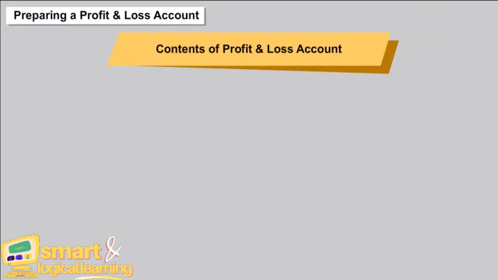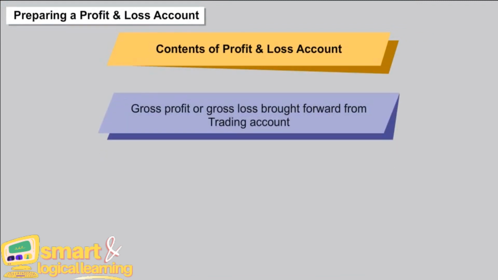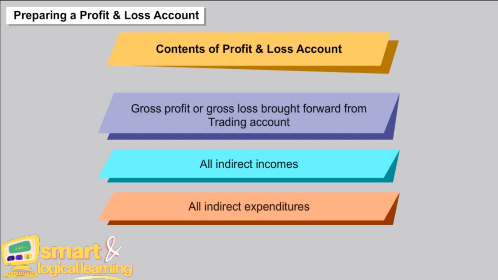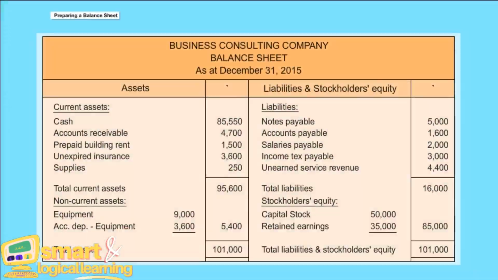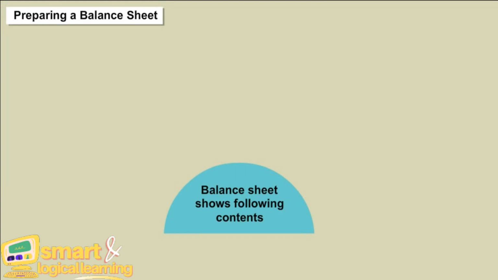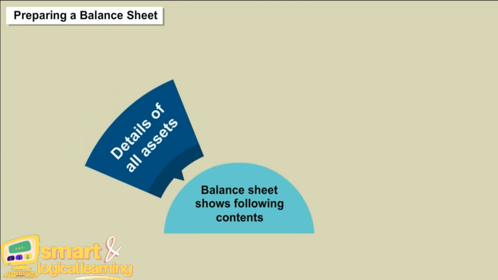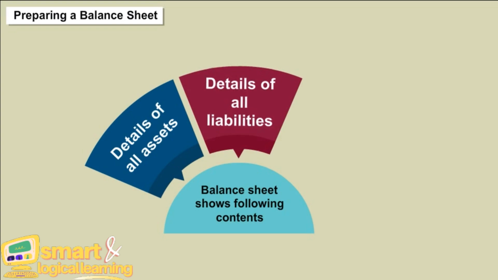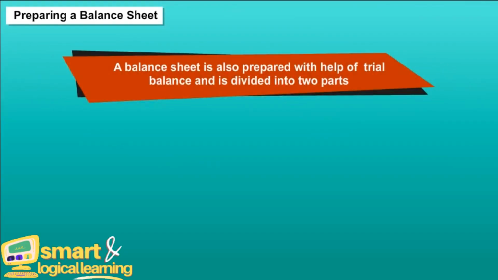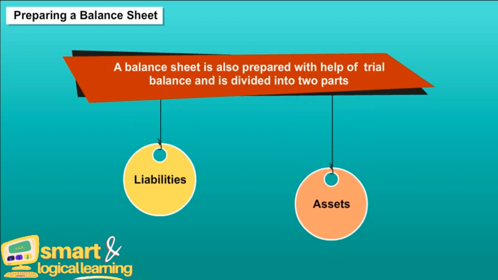Contents of profit and loss account: gross profit or gross loss brought forward from trading account, all indirect incomes, all indirect expenditures, net profit. Preparing a balance sheet. A balance sheet shows the following contents: details of all assets, details of all liabilities, net profit or net loss. A balance sheet is also prepared with the help of trial balance and is divided into two parts: liabilities and assets.